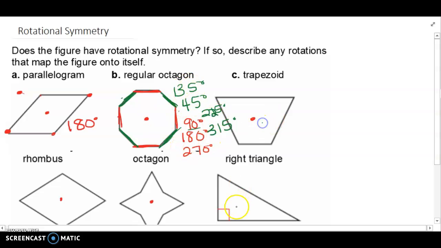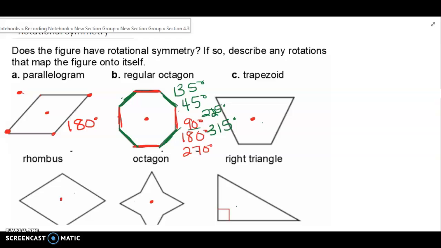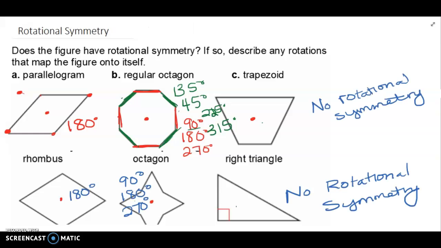Okay, so for these next 4, I want you to find the rotational symmetry if you have it. Okay, not all of them have them, so go ahead and do it on your own and then we'll go over them. All right, so if you go through these, this is what you should get.